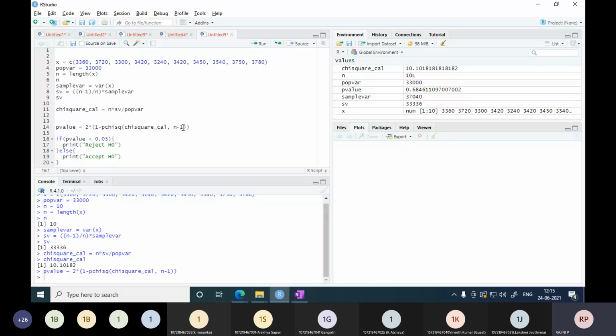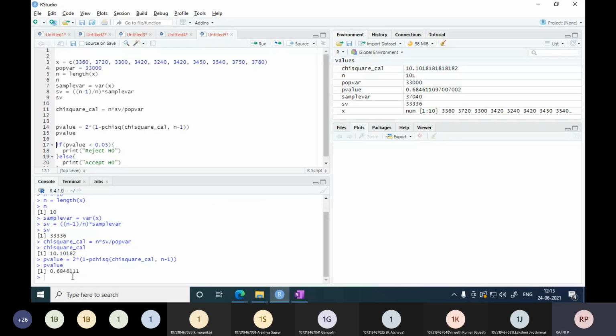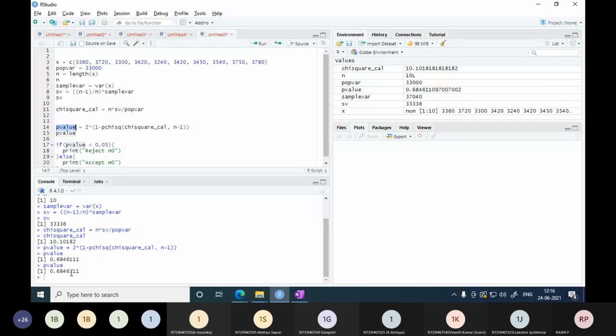Now check what the probability value is. Yes, you got this. And you don't want to type this. Based on this only I want to see, so select this p value and run. You'll get the probability value. Is it clear? Whichever you want.